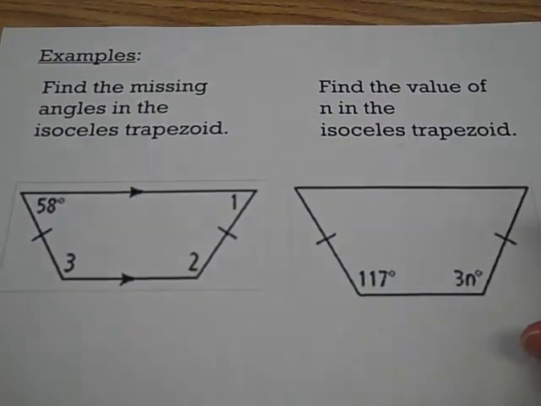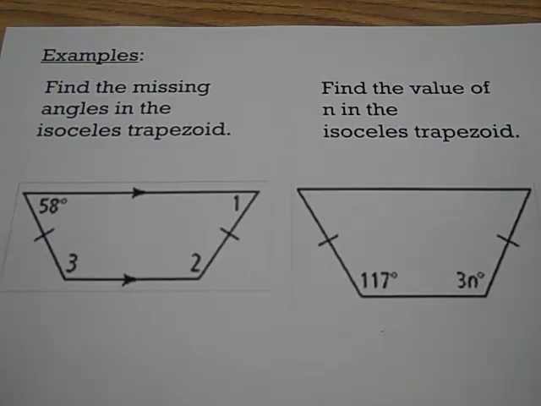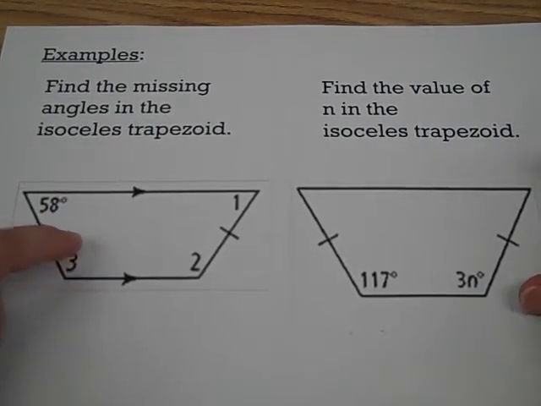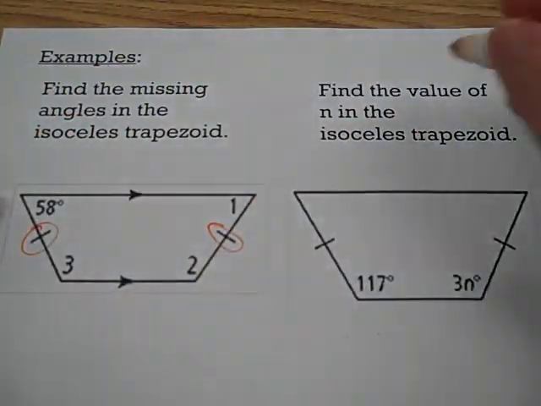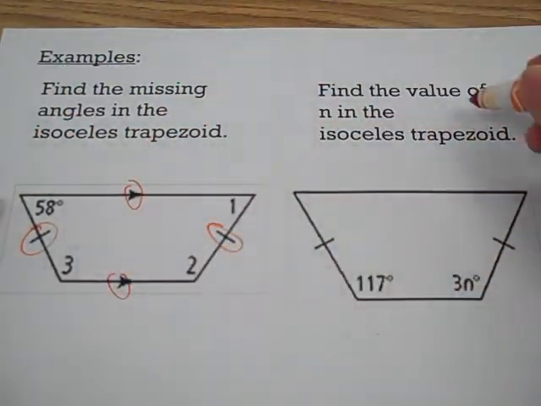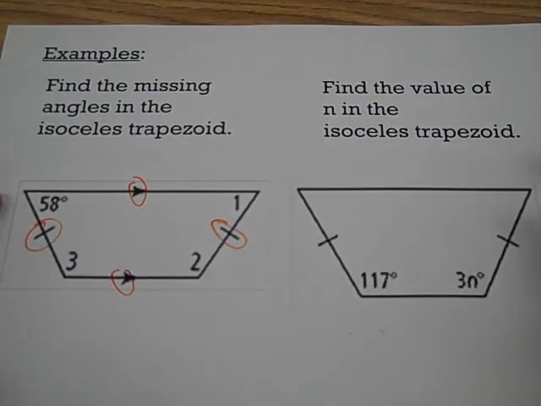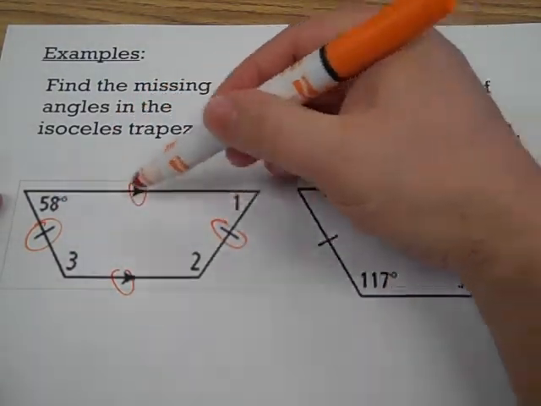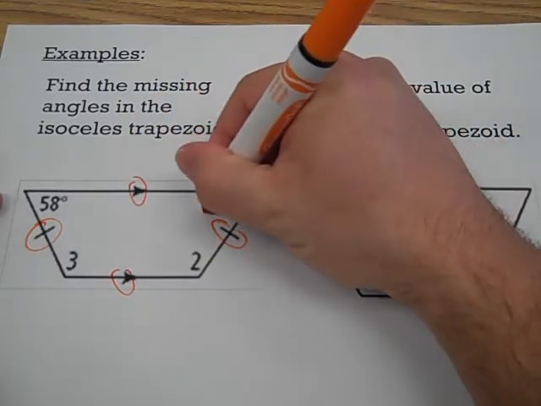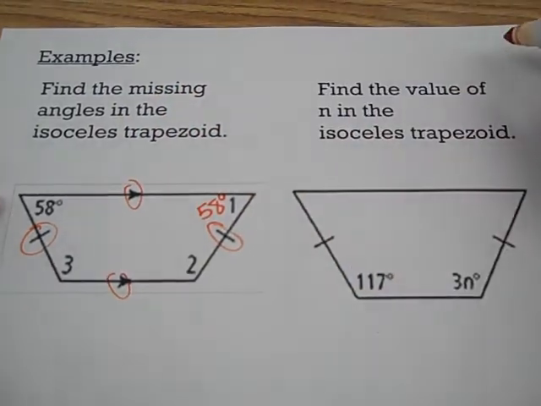So that was quite a bit of information, but let's do a couple examples together. In this one here, this isosceles trapezoid, even if I didn't call it an isosceles trapezoid, I would know it was one because those two sides are congruent and these two bases are parallel. I want to find these angles. So the base angles for one base are congruent, so that makes angle 1 58 degrees.